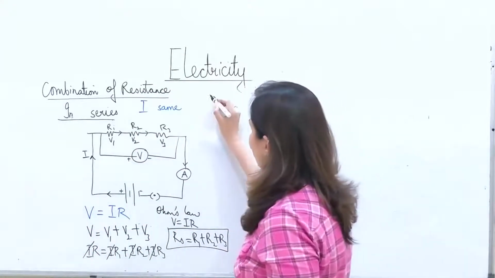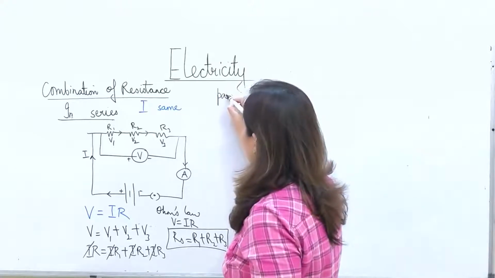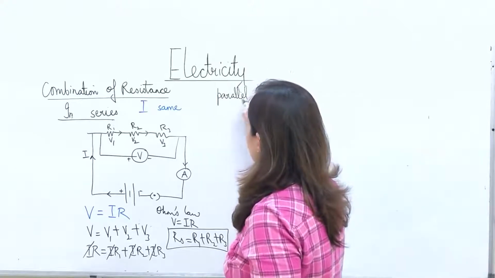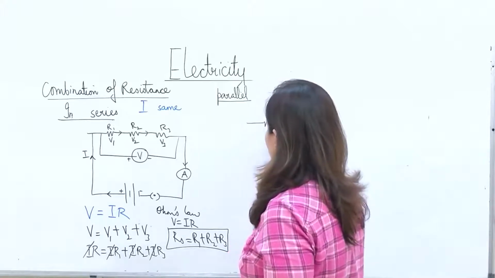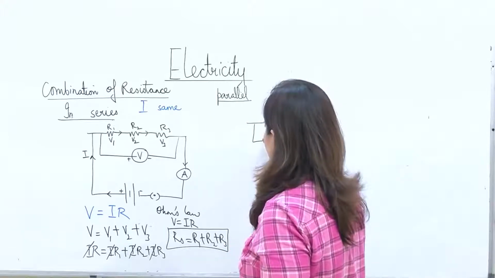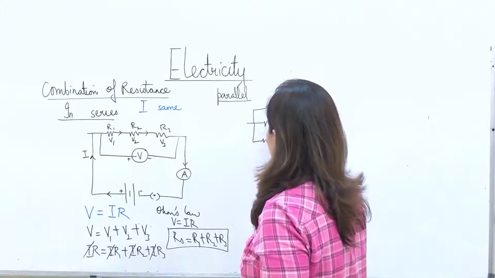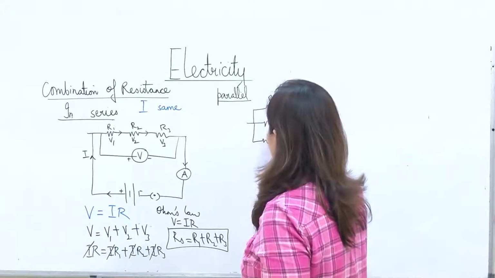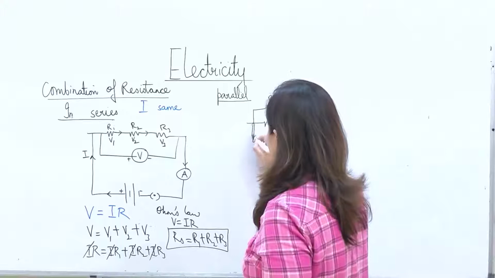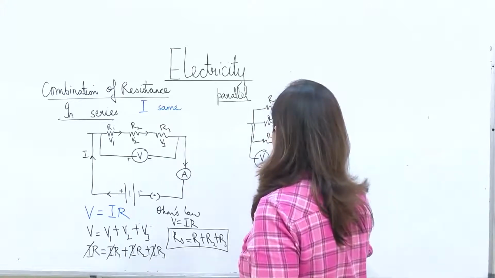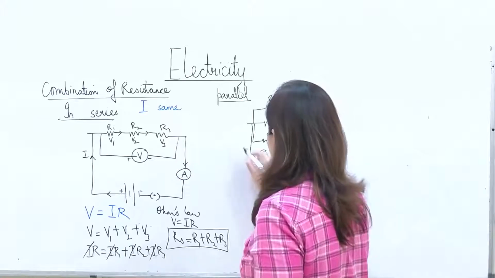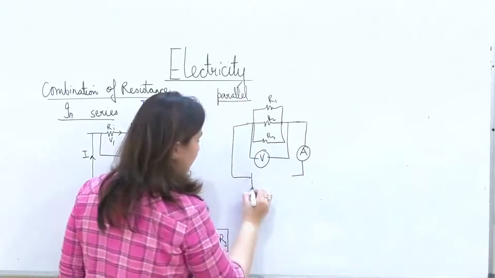Now coming to the parallel combination. In parallel we have V same. Now I am making a parallel connection where all the three resistances, R1, R2, R3, are in parallel, and they are connected to the voltmeter, which is again in parallel. They are connected to the ammeter, which is in series. I hope it is clear with everyone now.